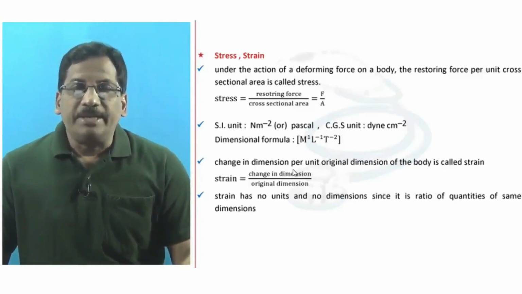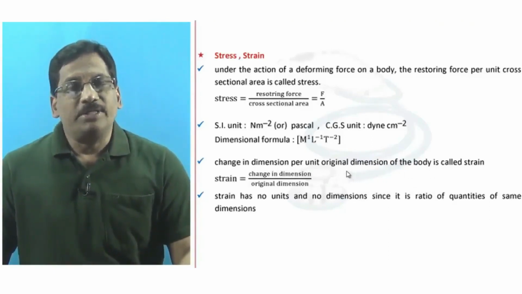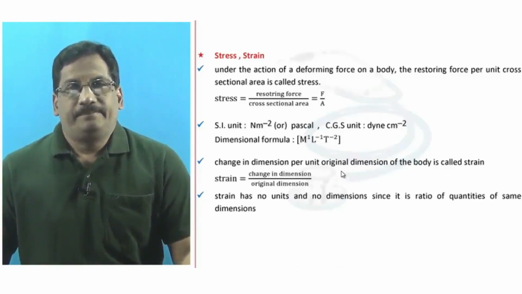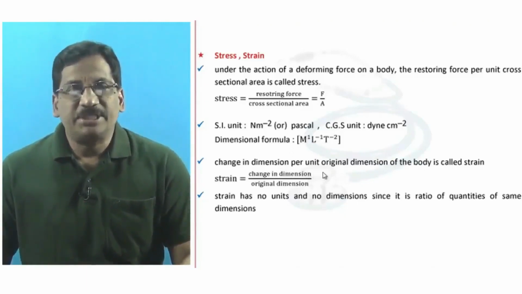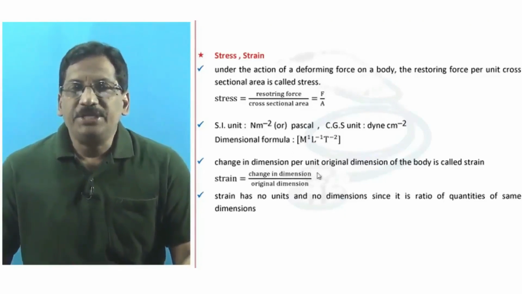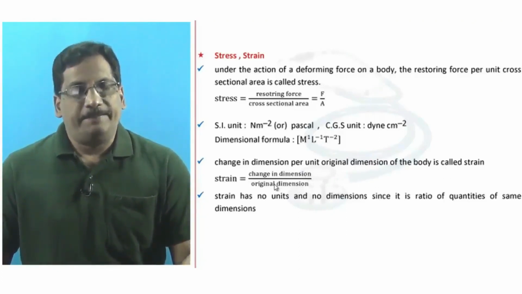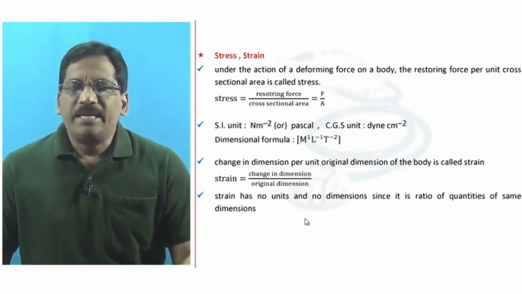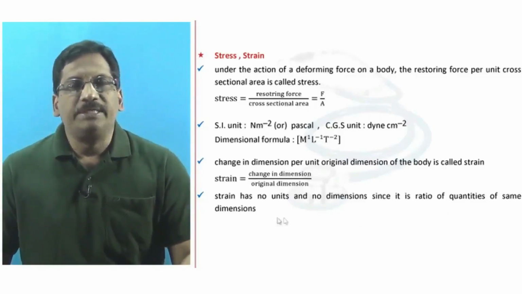And what is strain? The change in dimension per unit dimension of a body is called strain. The change in dimension in reference to different dimensions we studied. Here generalized definition is change in dimension per unit original dimension of a body is called strain. And strain has no units and no dimensions, since it is the ratio of quantities of same nature or same dimensions.